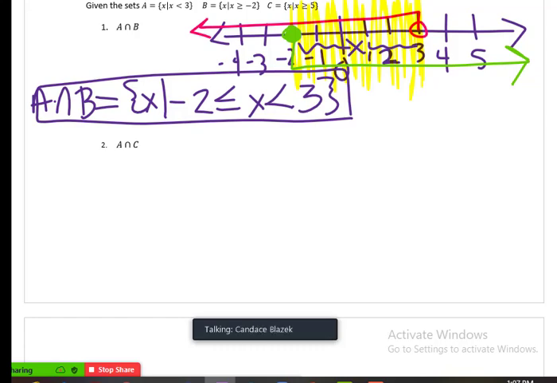Any questions? Okay, so it all starts with a number line when you have your inequalities. Let's take a look at the next example, number 2. It says A intersect C. Now I see that they are inequalities, so I'm going to go ahead and draw in my line. I'm going to label it.